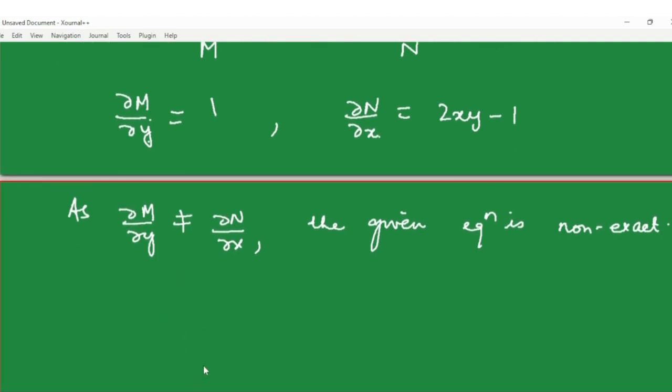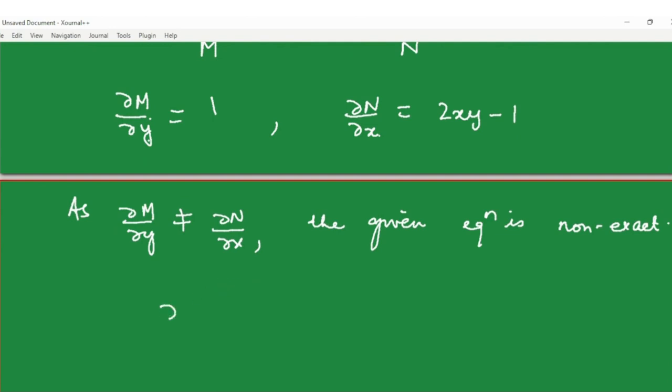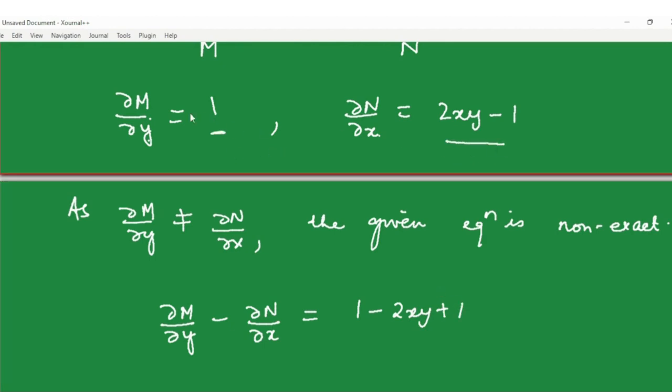So for that, what do we do? We just observe the difference. The partial derivatives are not equal. Let's examine the difference. What will be the difference? 1 minus (2xy minus 1). If you look at the difference, del M by del y is 1, del N by del x is 2xy minus 1. So you just find the difference between these two partial derivatives. That happens to be 2 minus 2xy.